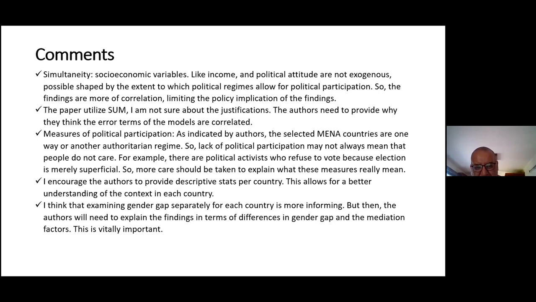Also, with measuring political participation, many of the Arab countries are to some extent unique. The fact that you find some people not voting in some elections is, in many instances, not because they are politically idle, but because they don't recognize the existing political system, and to them it's mostly superficial. So I think care should be taken to broaden the reflections and the interpretation of the results. And I think you need to be transparent about this issue and maybe just address it in the paper.